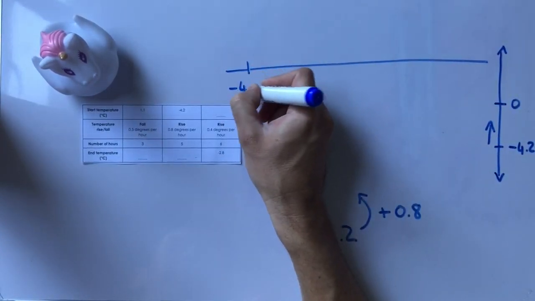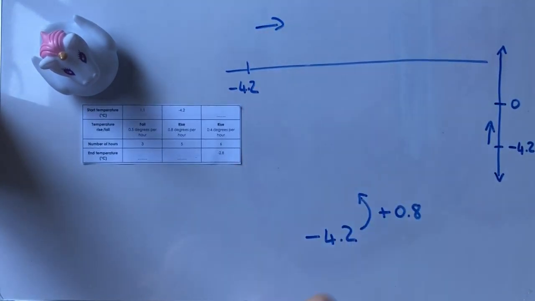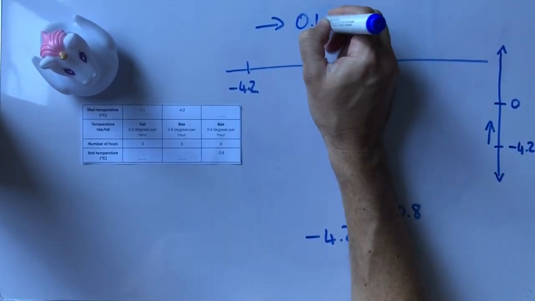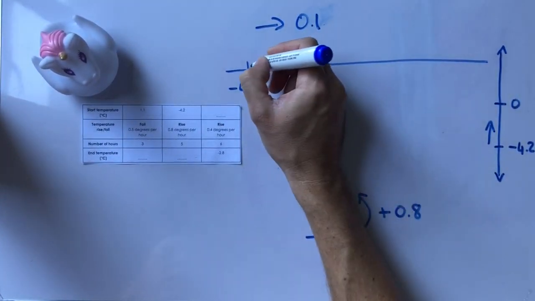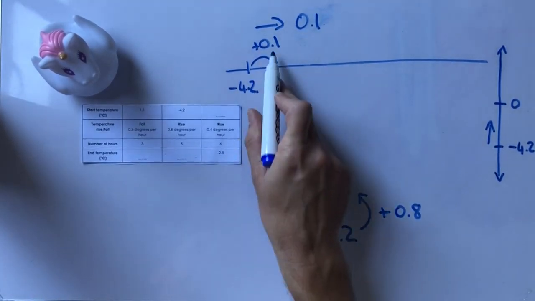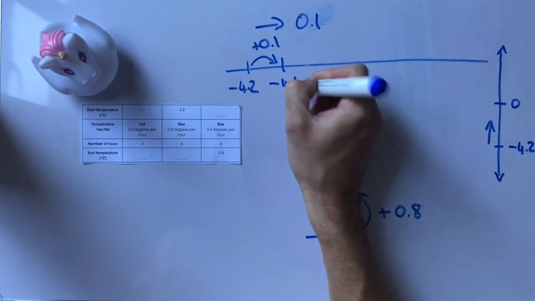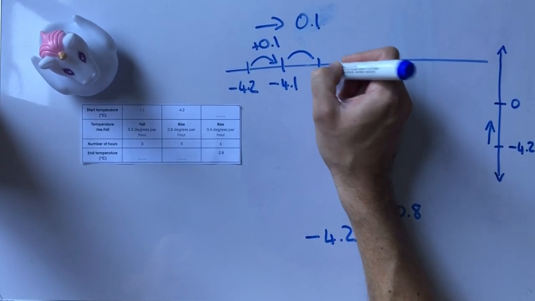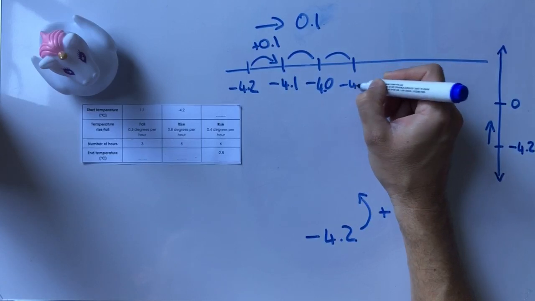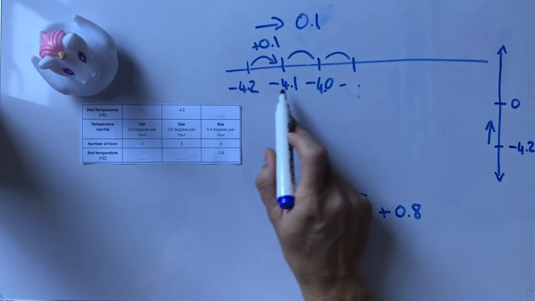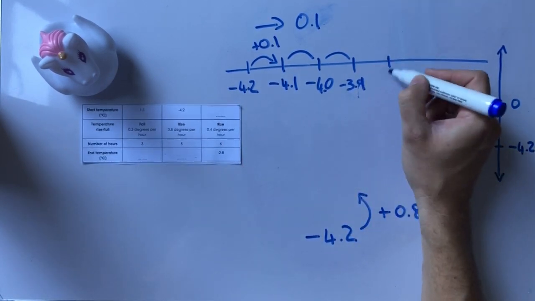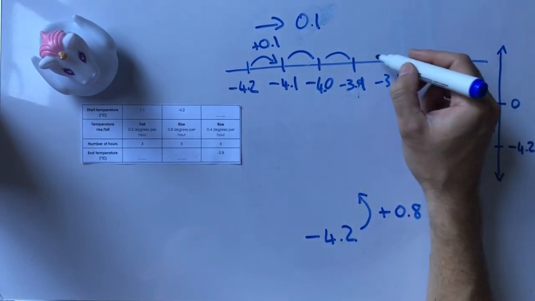So we have negative 4.2. We're going to go in that direction, but let's say we just go in a smaller step. Let's just go in 0.1. So if I add 0.1, so I have negative 42 and I add 1, then I'll have negative 41, right? And if I do the same, then I'll have negative 40. So I'm going 42, 41, 40, and then it will be 39. Negative 3.9, negative 3.8, and so forth.